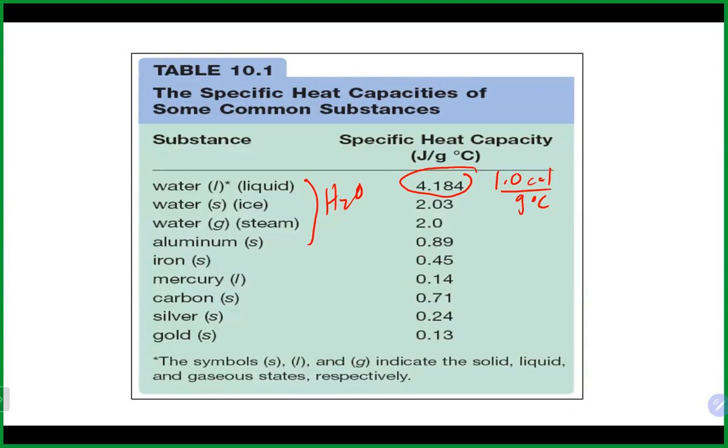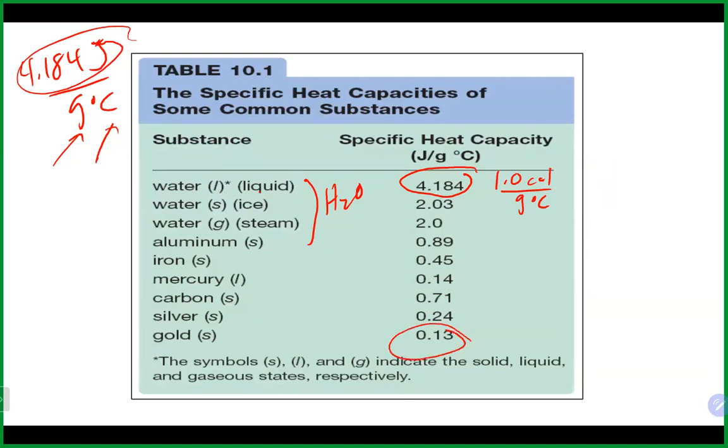So for example, something like water, which has 4.184 joules per gram per degree Celsius. What that means is you need to throw in there 4.184 joules for every gram to move it 1 degree Celsius, basically. So if you had something like gold, you actually only need to throw in 0.13 joules for every gram per degree Celsius. So it takes a lot less energy to do that.